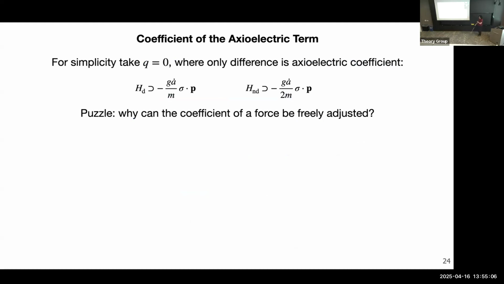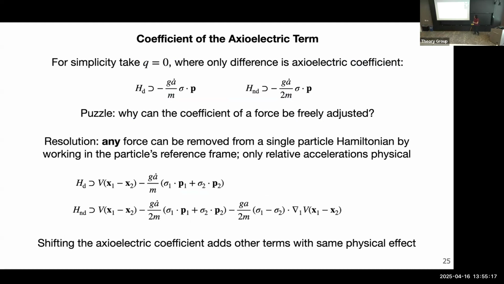And this is very weird, because I just told you that this gives you a force, and the force gives you a current. So how can the coefficient of force possibly be just freely adjusted by doing something that doesn't change the physics? So the resolution of this is that, well, you can actually always do that. And so that's a shortcoming of only considering the Hamiltonian for a single particle.